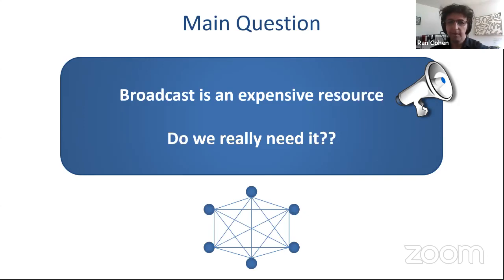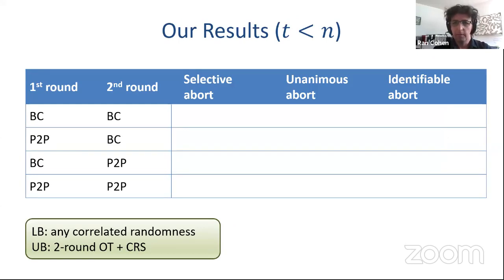Normally, broadcast isn't available as a physical resource, and we use protocols over point-to-point channels to realize it, where every party can talk to other parties, but not necessarily to broadcast a message. So realizing broadcast over point-to-point normally costs in terms of rounds. It will blow up the round complexity. And in this work, we study the trade-off between the usage of broadcast and the achievable security guarantee from the computation.